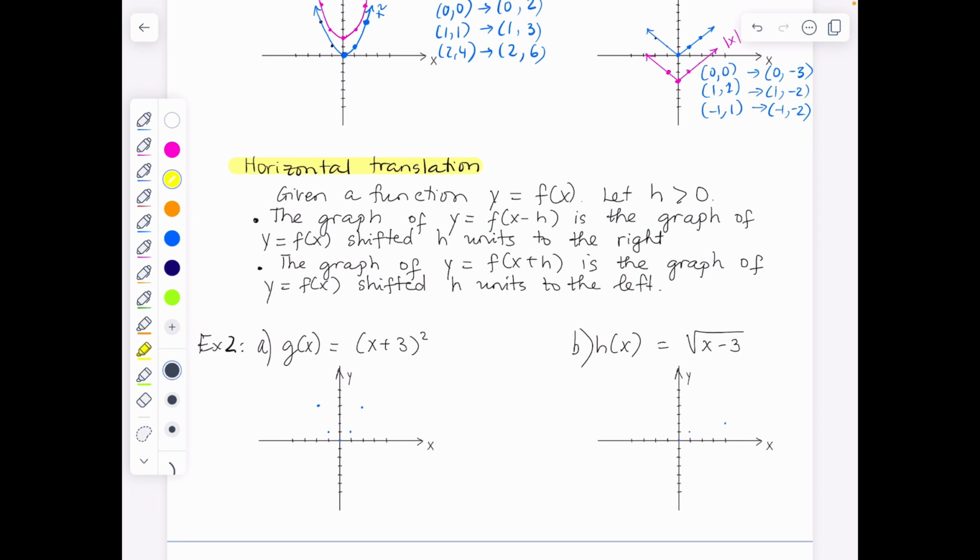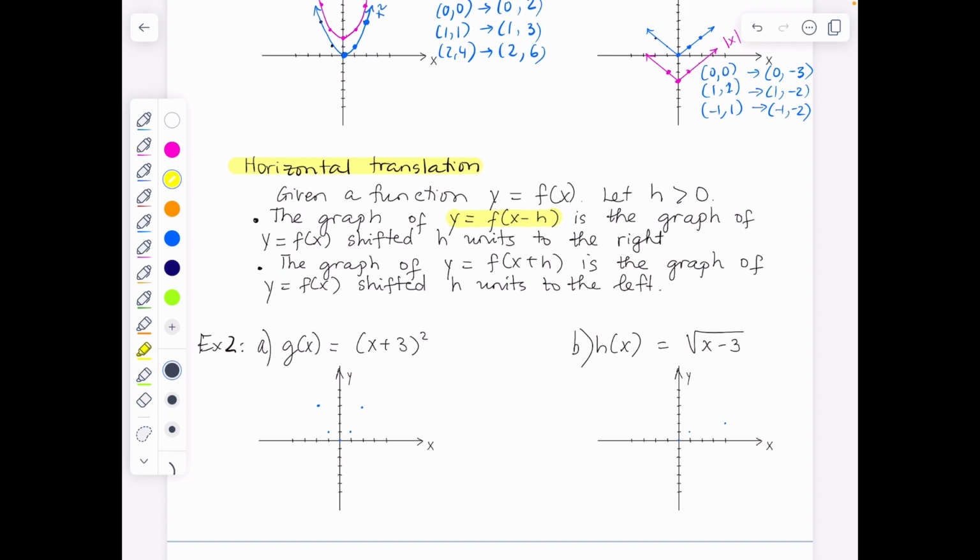Given a function y is equal to f of x, let h be a positive number. The graph of y is equal to f, and then in parentheses we have x minus h, is the graph of y is equal to f of x, shifted h units to the right.